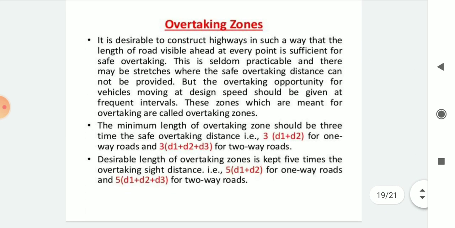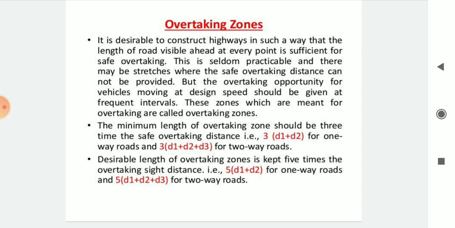Then what are the overtaking zones? It is desirable to construct highways in such a way that the length of road visible ahead at any point is sufficient for safe overtaking. This is seldom practicable, and there may be stretches where the safe overtaking distance cannot be provided. But overtaking opportunities for vehicles moving at design speed should be given at frequent intervals. These zones which are meant for overtaking are called overtaking zones.